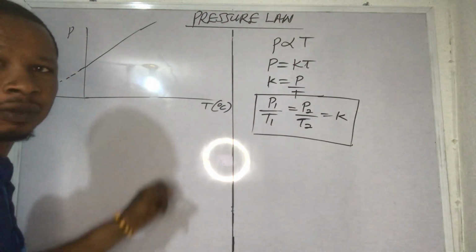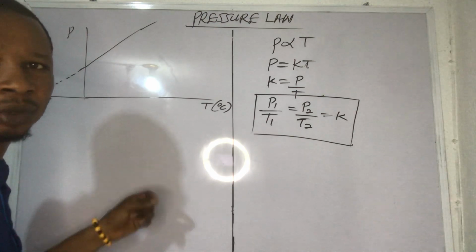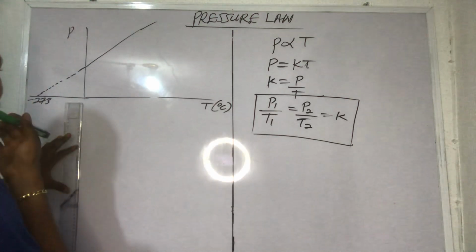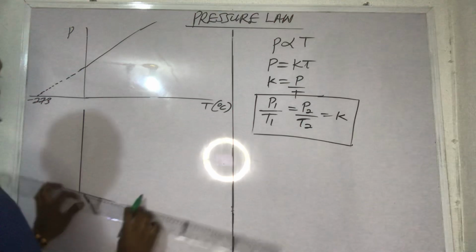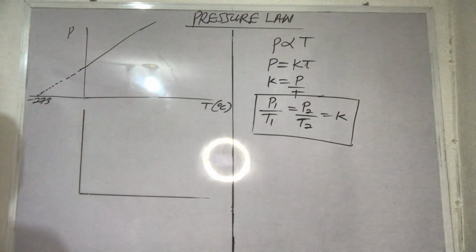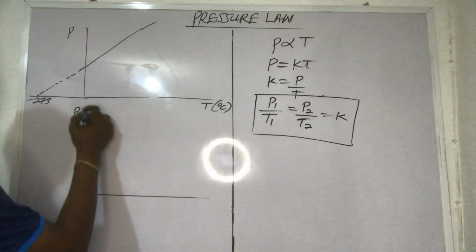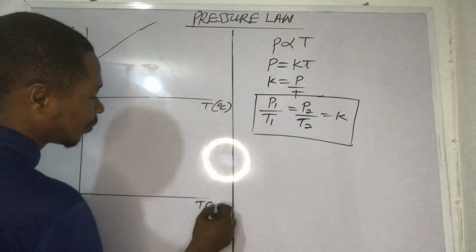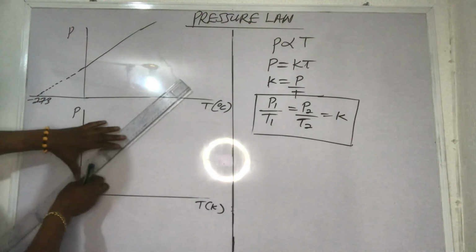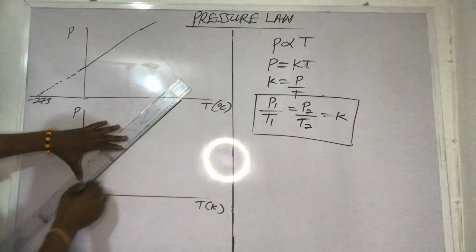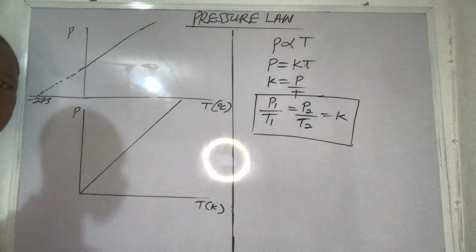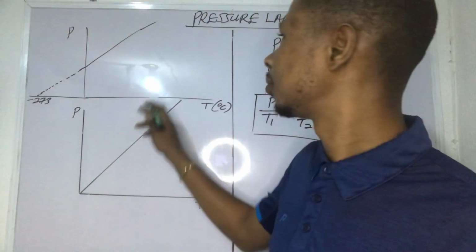But if you are plotting the graph of pressure against temperature in Kelvin, that is the absolute temperature, then the graph will look something like this. You have pressure against temperature in Kelvin. In that case, the line will start from the origin. So these are the two ways you can draw the graph of pressure law.